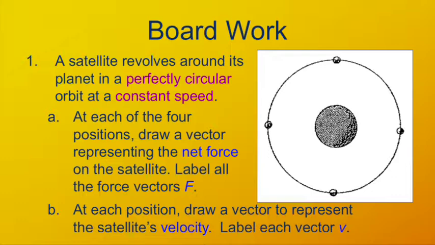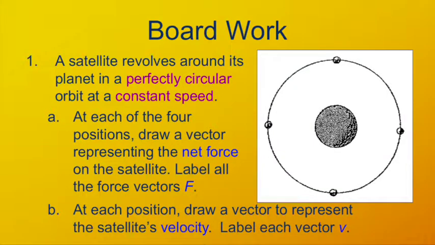So I'm starting today's lesson with some questions that you should already be able to answer about uniform circular motion. With your groups on your drive boards, I want you to answer the questions that I've got on the board. We're looking at a satellite revolving around its planet at a constant speed in a circular orbit. First, I've shown four positions in the orbit, and I want you to mark their vectors for the net force on the satellite and call those vectors F.